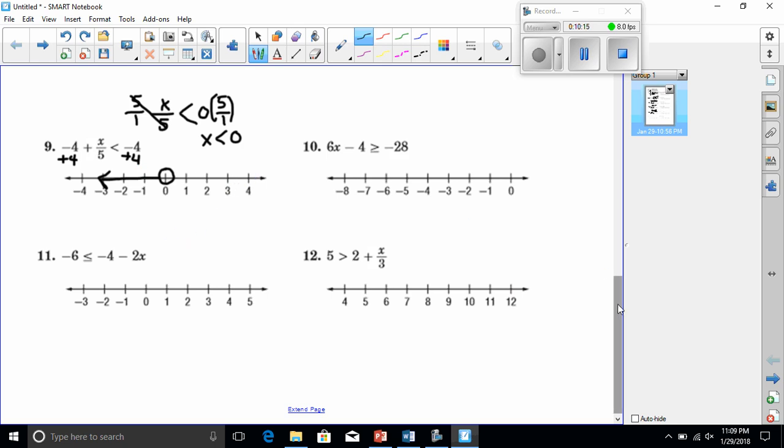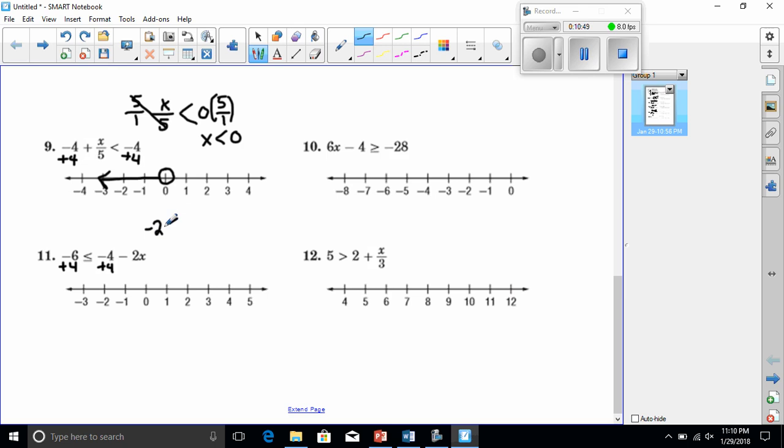All right, we're on the last one, number 11. And this time I've got -6 is less than or equal to -4 minus 2x. Let's give this one a shot. If I do, I see that I've got this pesky -4 over here by my x, so I've got to get rid of it first. I'll add 4. Whenever I add 4 to one side, I've got to add it to the other. That's going to give me -6 plus 4. Well, -6 plus 4 is going to give me -2.